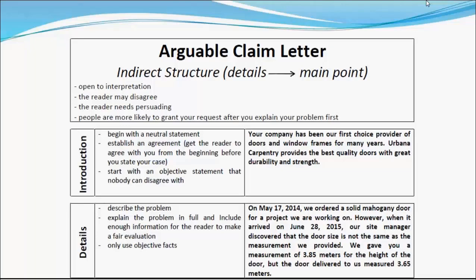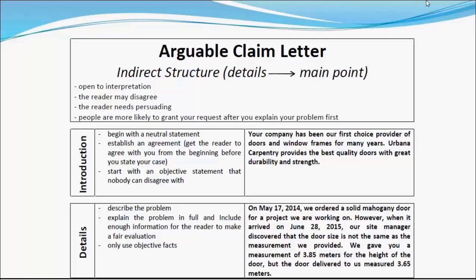Okay. So, for example, your company has been our first choice provider of doors and windows frames for many years. Urbana Carpentry provides the best quality doors with great durability and strength. He is saying very nice things about the company. He's starting with a very nice statement about the company. Okay. Begin with a neutral statement. Establish an agreement. Get the reader to agree with you from the beginning before you state your case. Start with an objective statement that nobody can disagree with. You're saying this company, your company is great. You know.